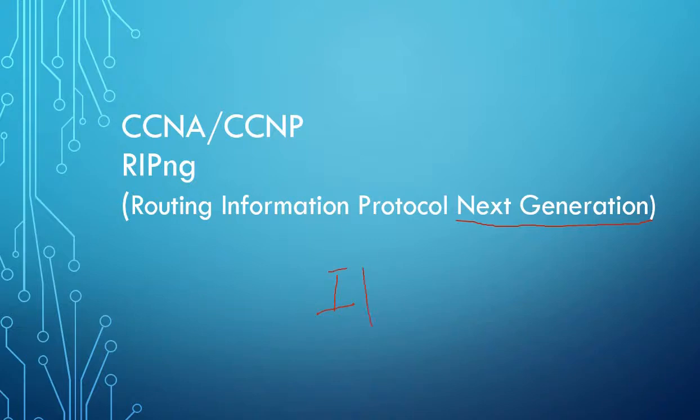The earlier two versions, RIP version 1 and RIP version 2, were supporting IP version 4 only. But RIPng will be supporting IP version 6 only.